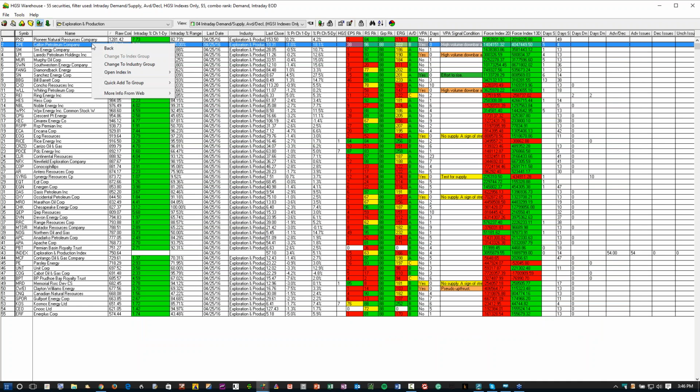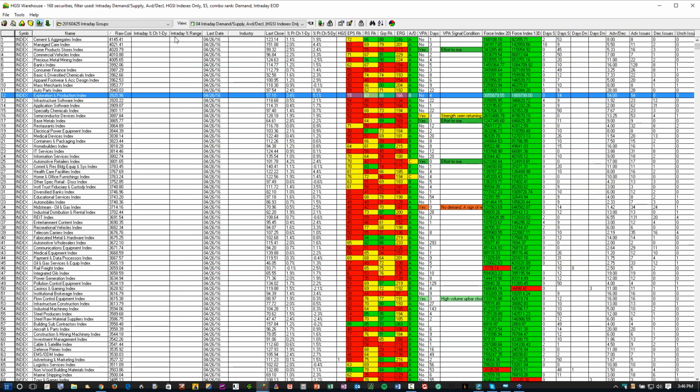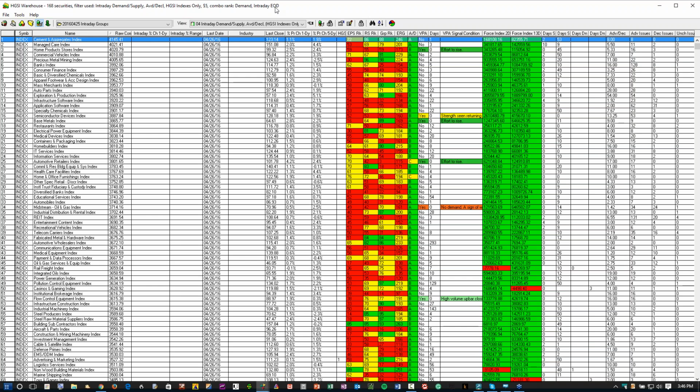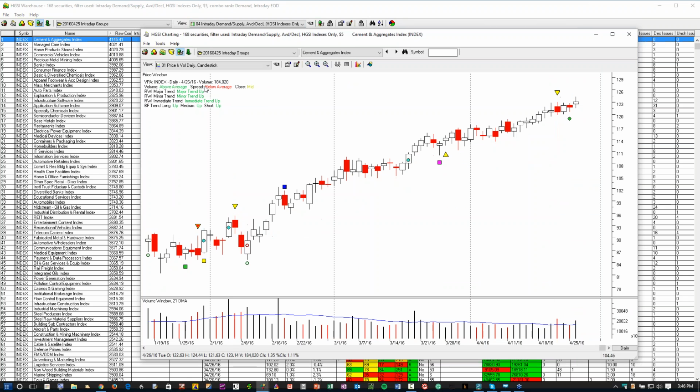But that's the way you can do this with any of these groups. I can look for advances versus decliners, or now that I'm using this new combo, I can just see the groups that are most in demand based upon that combo. And that would be cement and aggregates. So I bring this up. Look at this beautiful chart here. Now this is an equal dollar weighted group.